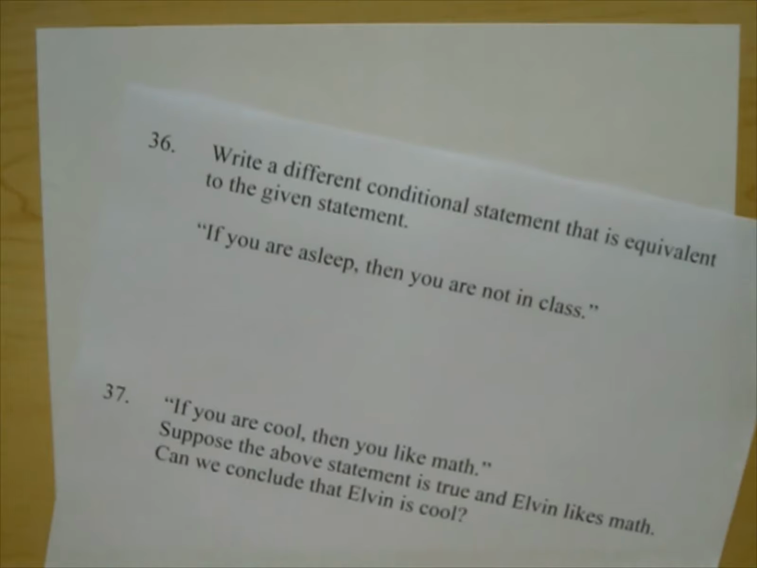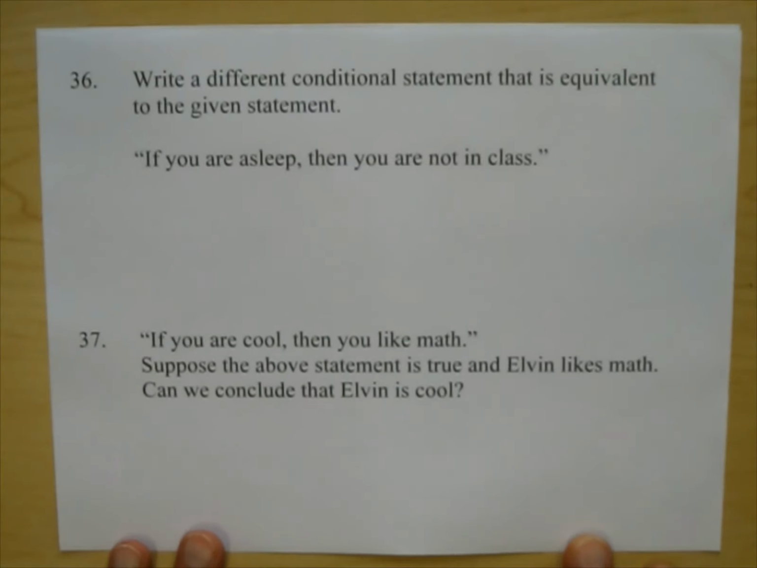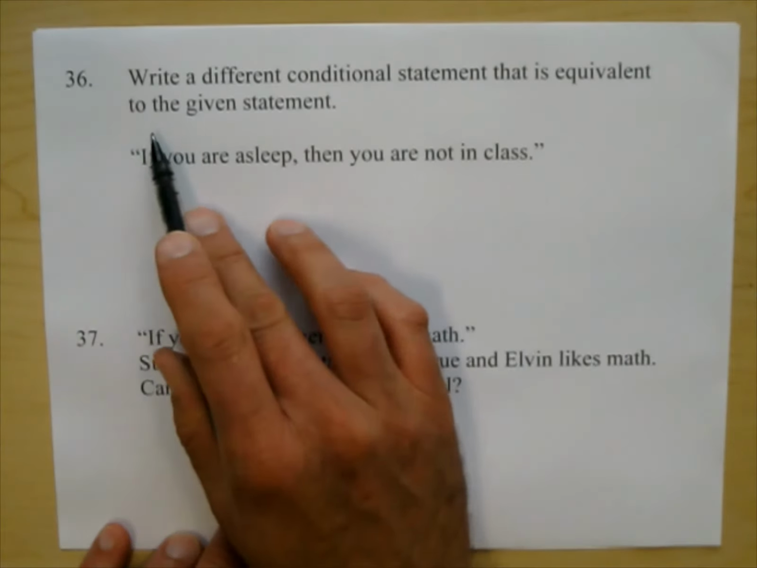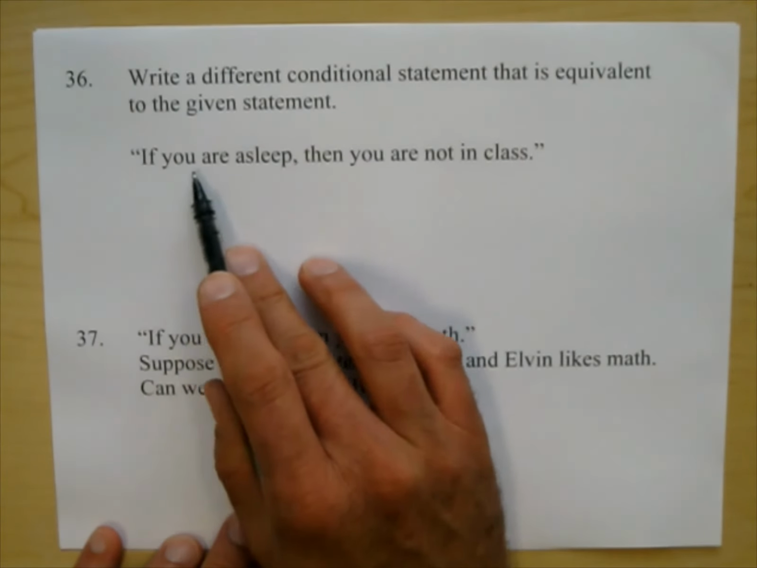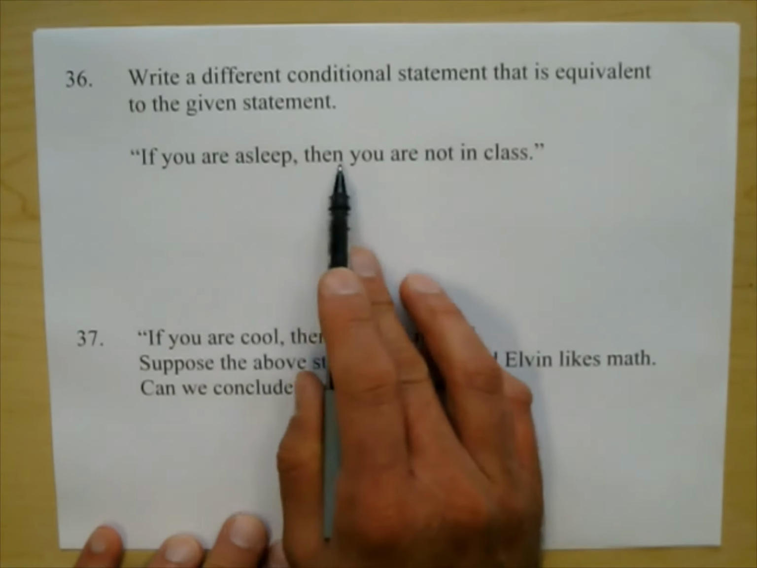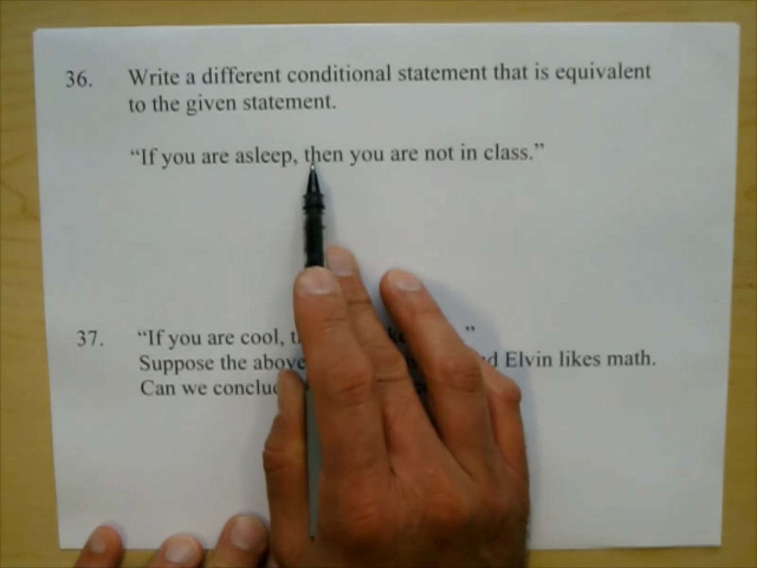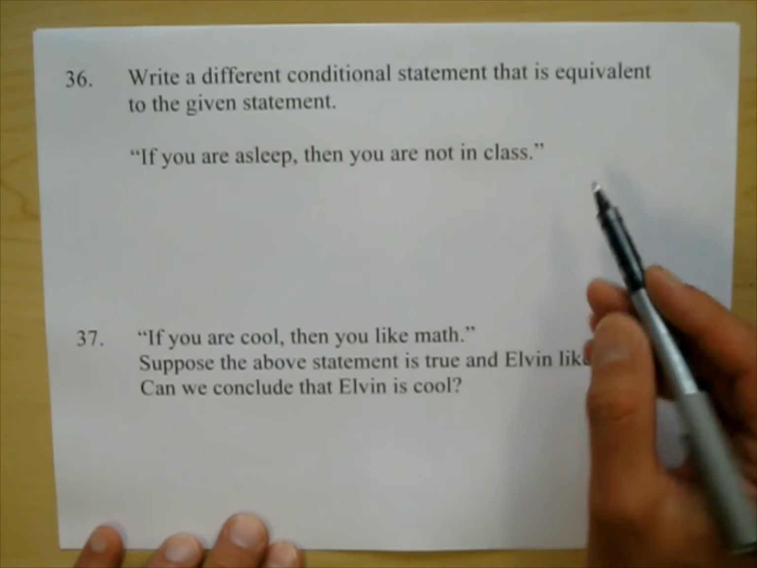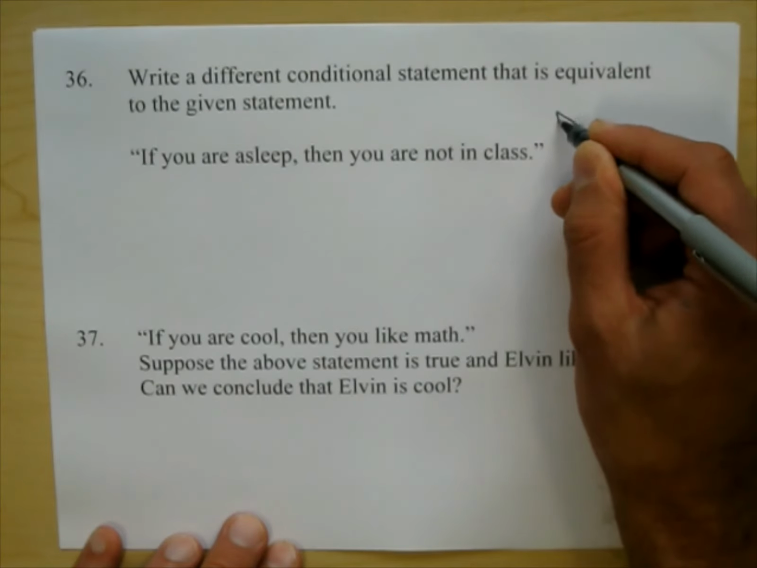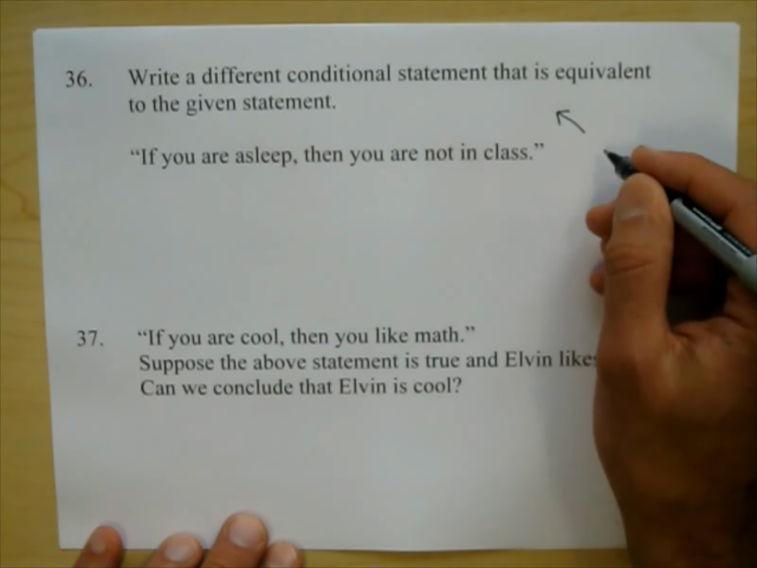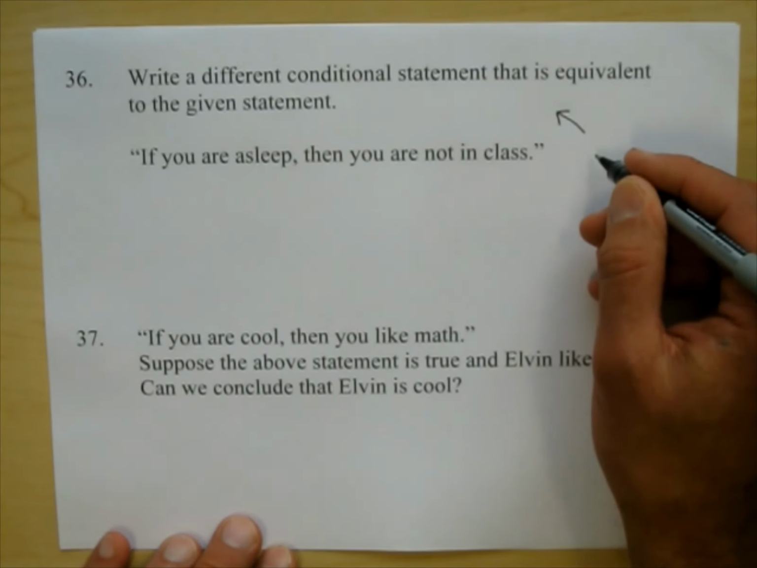Go ahead and look at our last page of problems, and we're going to come back to those puzzles. Write a different conditional statement that's equivalent to the given statement. If you are asleep, then you are not in class. So here's an if-then statement, and they want us to write a different if-then statement that's the same. Basically, what they're asking you to do, since you already have an if-then statement, is write the one that's equivalent. And which one is equivalent to the if-then?